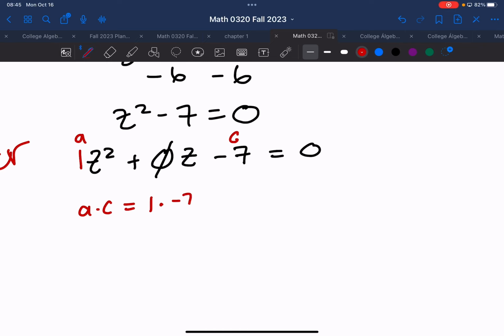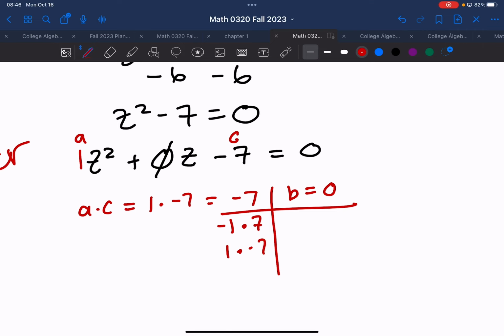1 times negative 7, which is negative 7, and my b value is 0. So from here, I need two numbers that multiply to negative 7 but add to 0. Do those numbers exist? Because what are the only factors of 7? 1 and 7, where one of them is negative. If we add any of those together, will we ever get 0?